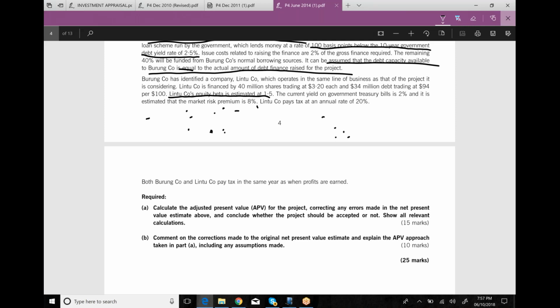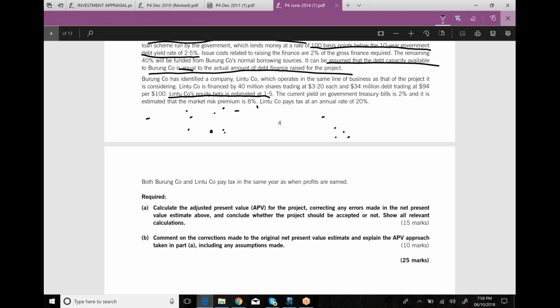Now, what are those conditions? First of all, a heavy debt financing will be involved. Secondly, issue cost is presented. And what else? Yes, subsidy benefit, that will be given on the loan. So you have to look for those conditions. But over here it clearly states that you have to use APV.